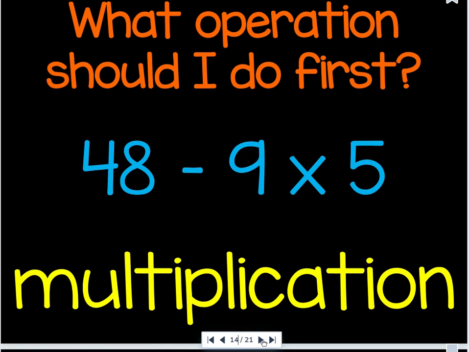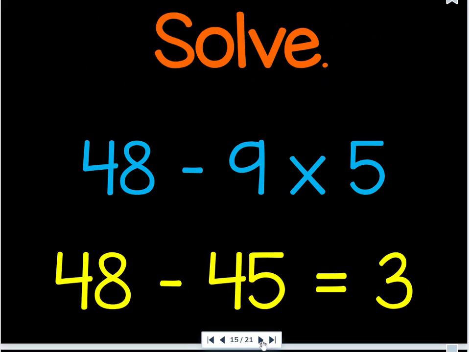What operation should I do first? 48 minus 9 times 5. Well, we know that multiplication trumps subtraction, so multiplication is the operation I would do first. And if I had to solve this problem, I would multiply first. 9 times 5 equals 45. So this would be 48 minus 45 equals 3.